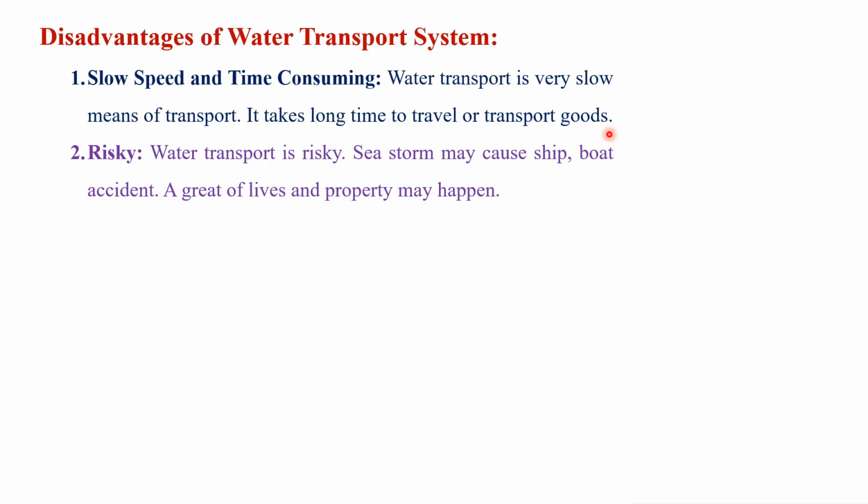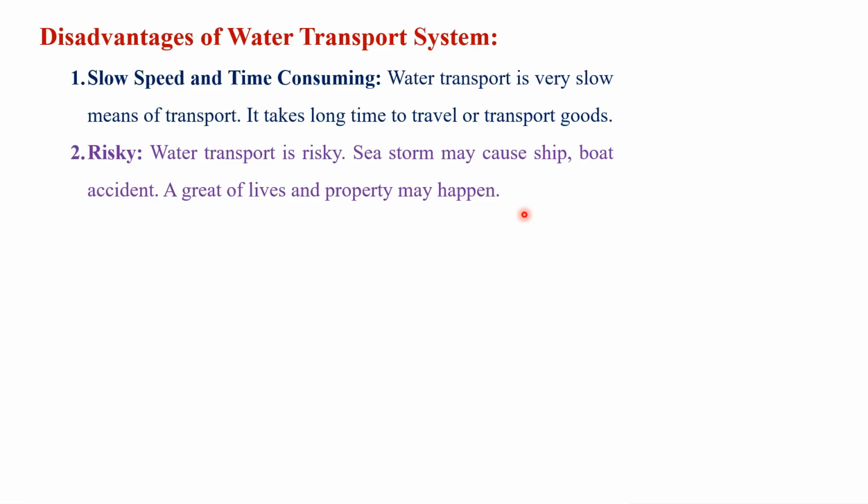Let us talk about the second disadvantage of water transportation: it is risky. Yes, it is very risky. Sea storms may cause ship and boat accidents. A great number of lives and properties may be lost due to such accidents. There is a high frequency of sea storms occurring at any time, and that can be responsible for accidents.